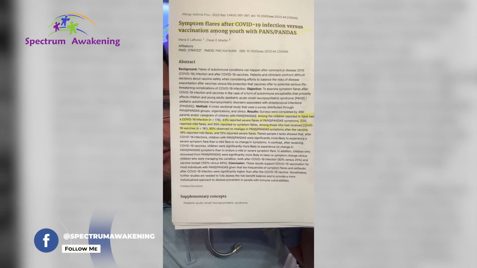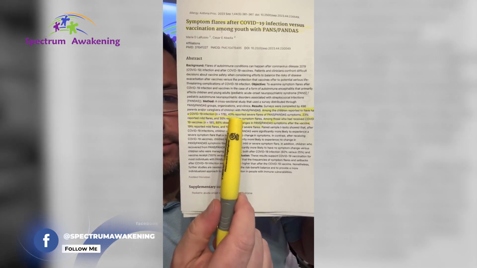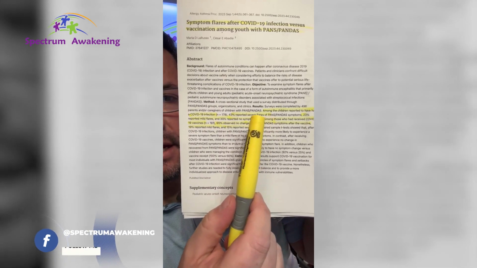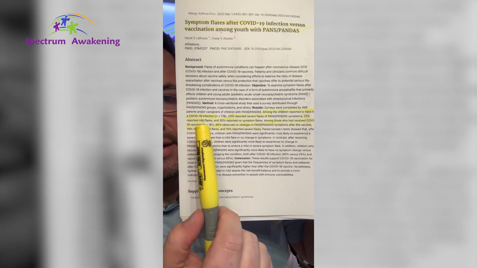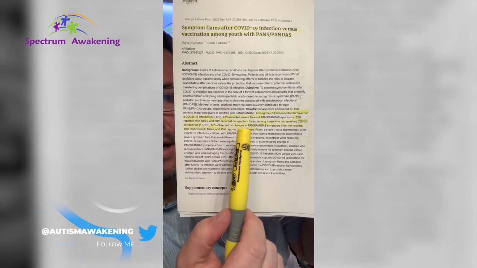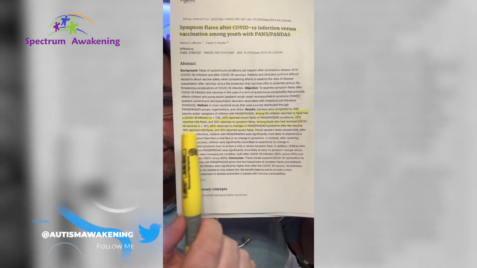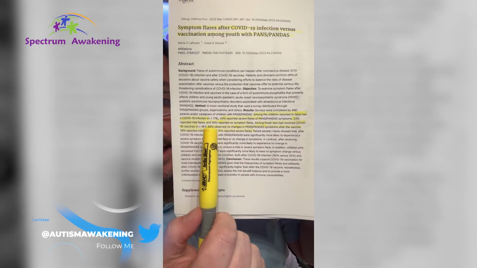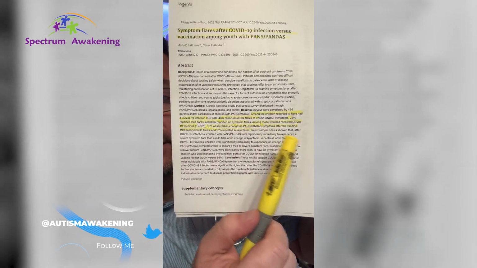All right. Among children reported to have had a COVID-19 infection, 43% reported severe flares of PANS and PANDAS, 23% reported mild flares, 30% reported no flares. Among those who had received their COVID shot, 66% observed no changes after the vaccine.